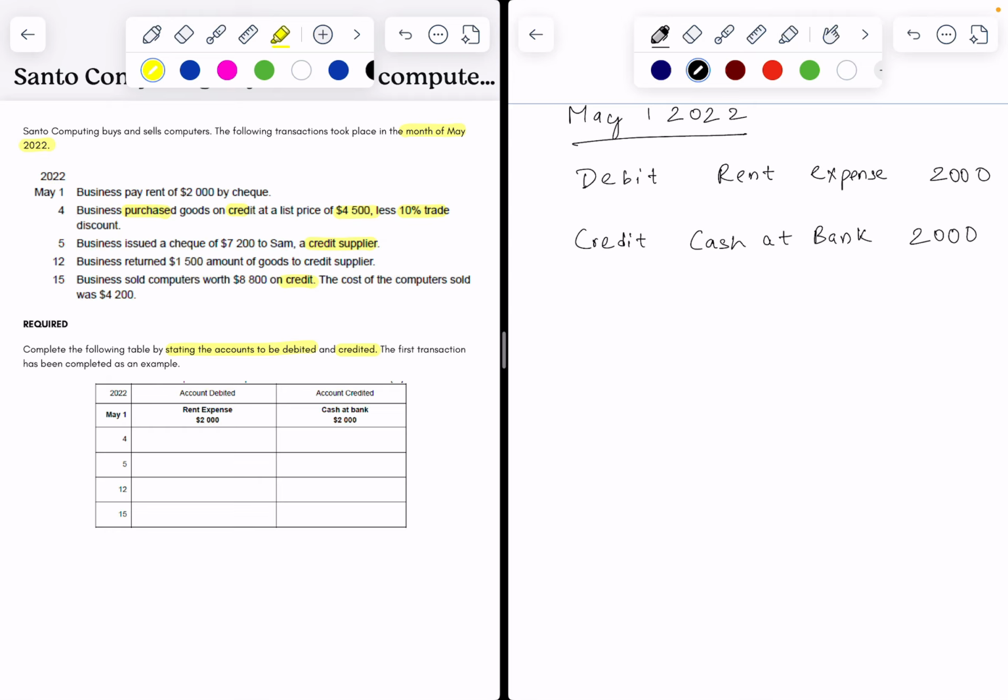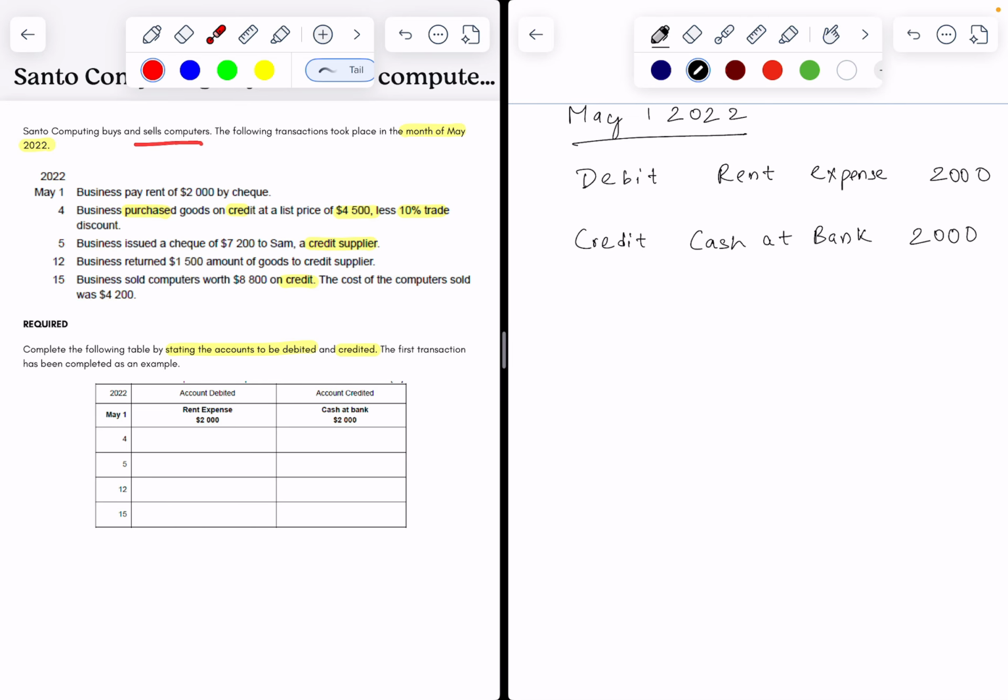Today we have got a practice question which requires us to do the correct debit and credit entries. So basically we are preparing the journal entries, alright? So you can see we have got 5 transactions for the month of May 2022 for a business known as Santo Computing, which buys and sells computers, alright?